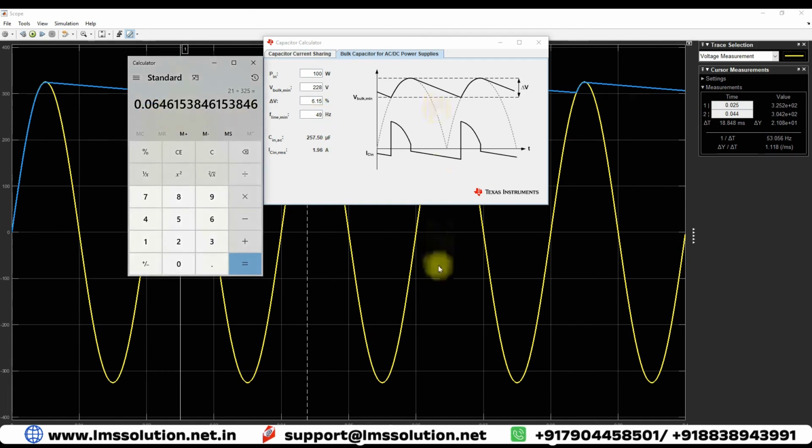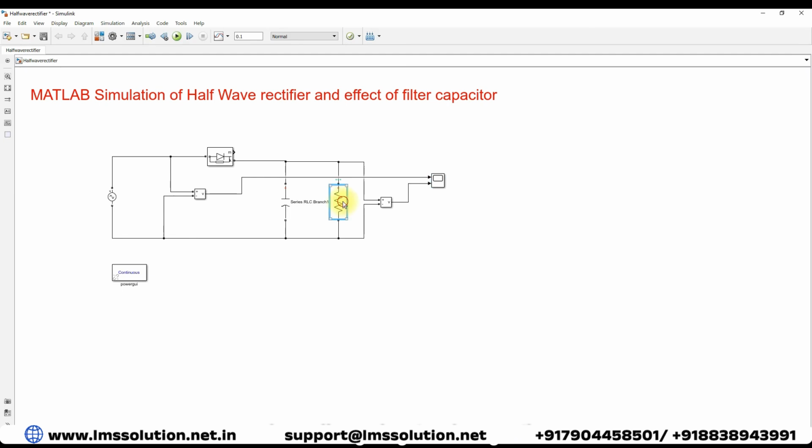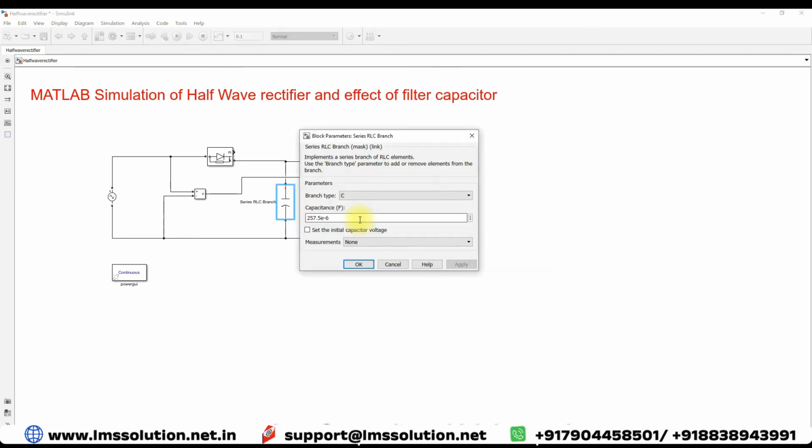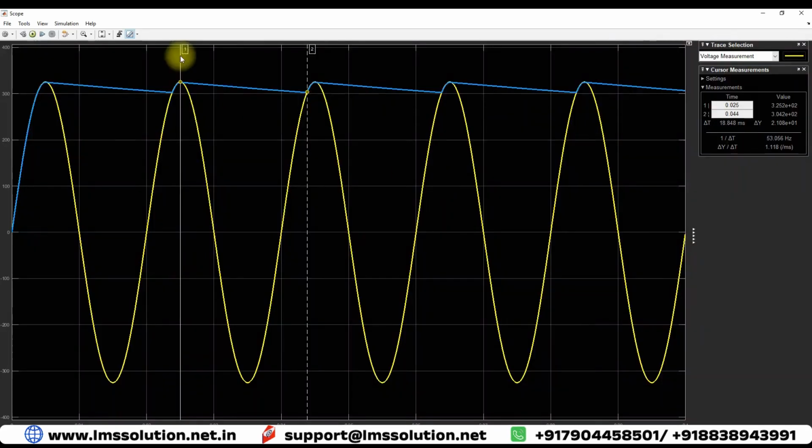So let me design for another voltage. For example, I'm going to design for 30 volt, 30 divided by 325, so that will be 9.2 percent. For 9.2 percent, for 30 volt ripple, the capacitor value should be 159.02. Here I'm going to change the value of the capacitor to 159.02, and then I'm going to simulate the model.